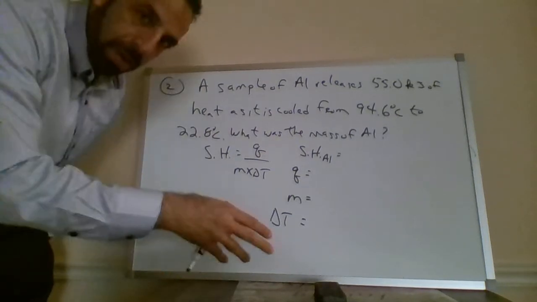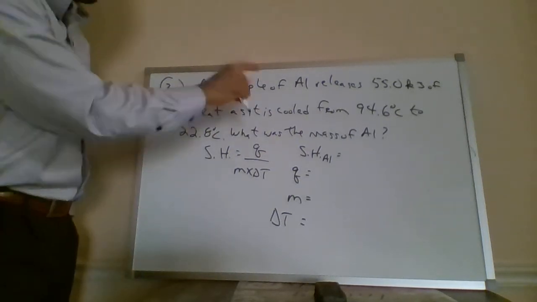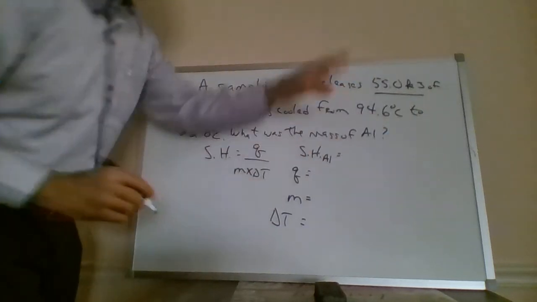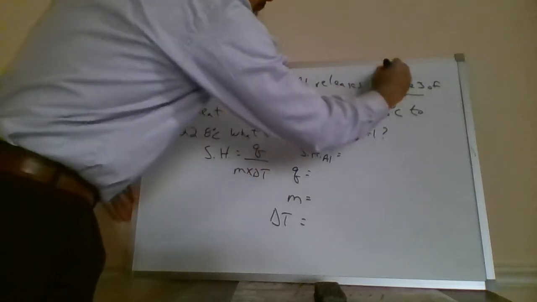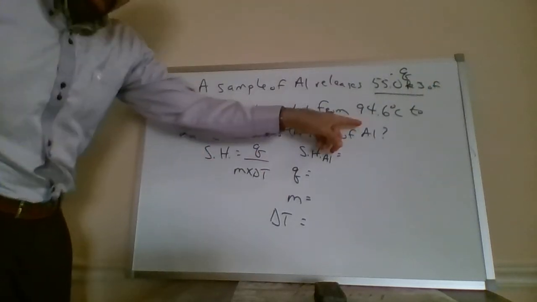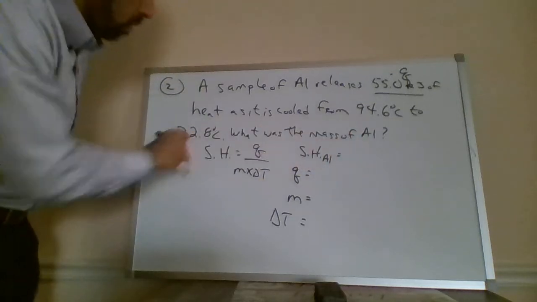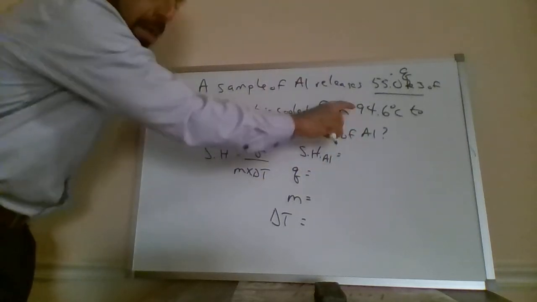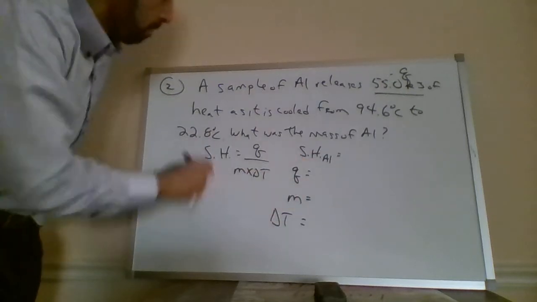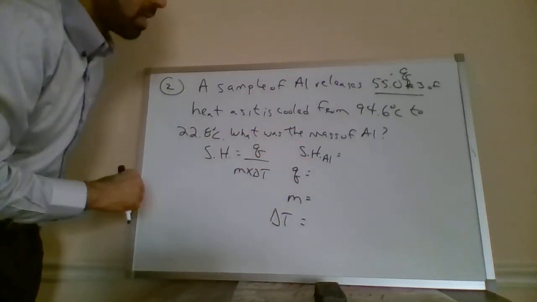So this is going to be our second problem on specific heat. This one, a sample of aluminum releases 55.0 kilojoules of heat. So again, heat, that's going to be Q. As it is cooled from 94.6 degrees Celsius to 22.8. So in this case, we heat it up to 94.6 and we maybe dump it in some cool water to cool it down. And we're saying, what is the mass of aluminum?